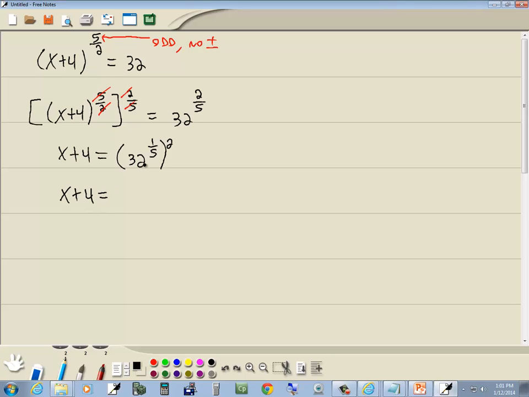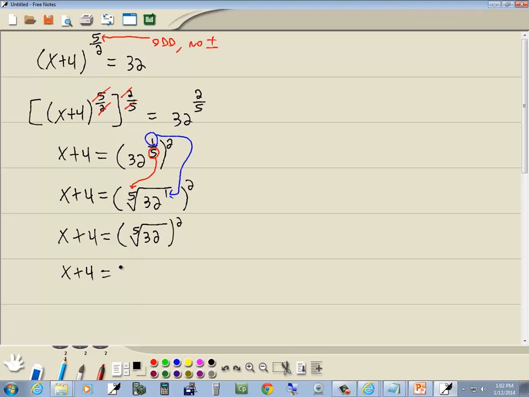Then we're going to rewrite what's inside the parentheses in radical form. So this would be the 5th root of 32 to the 1st power, squared. Whatever number's on the bottom here, that goes in this slot right here. That's called your index. Whatever number's up on top is what power goes right here. Of course, if it's 1, we could just drop it. So we're going to have x plus 4 is equal to the 5th root of 32 to the 2nd power.